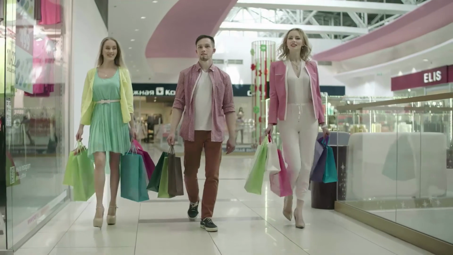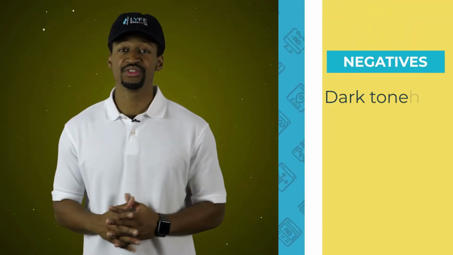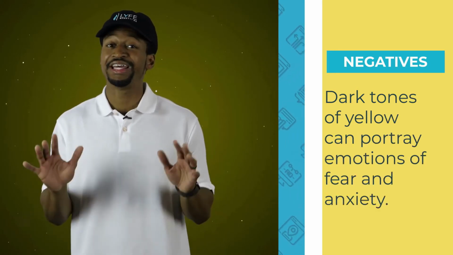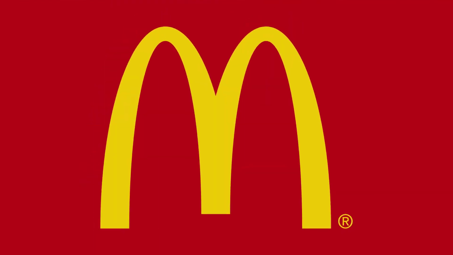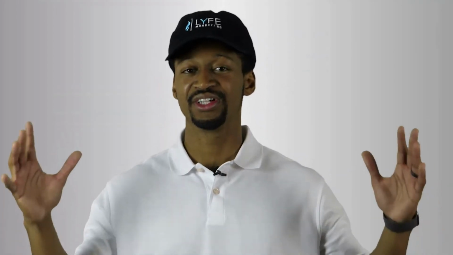You normally see the color yellow associated with it. Also, dark tones of yellows can often portray emotions of fear and anxiety. One of the most notable brands that uses the color yellow is McDonald's, and of course their brand is associated with cheapness, happiness, and fun. So they're doing a really great job of harnessing the power of the color yellow.